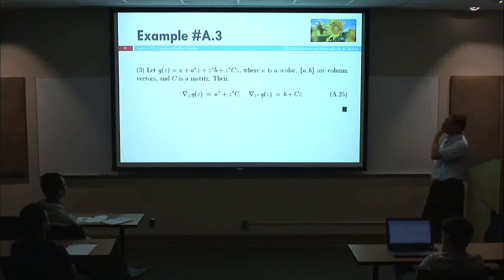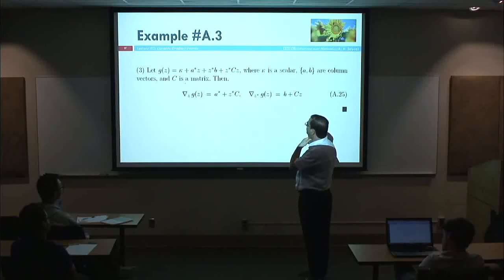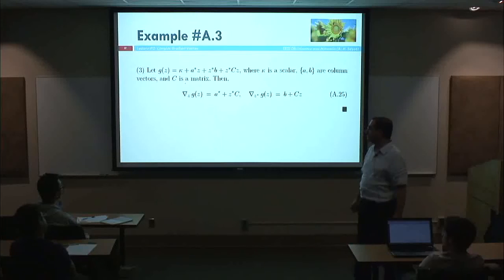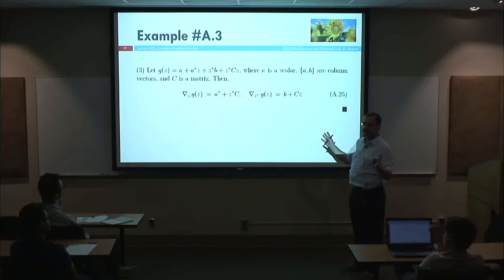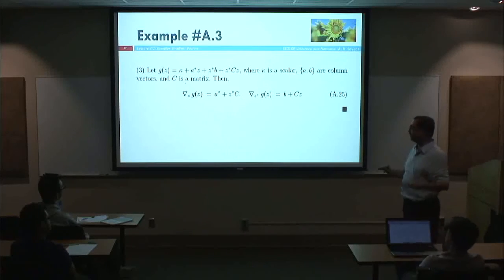This quadratic case, what's the gradient vector relative to Z? A star plus Z star C, right? You get the idea? So you know now how to differentiate functions relative to complex arguments, right?